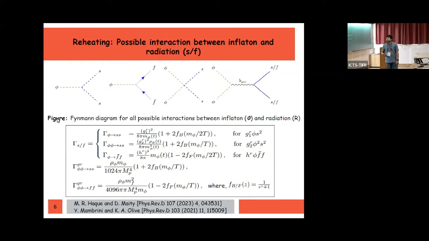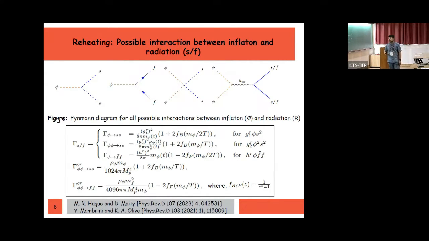This is the typical reheating scenario we consider. We consider the possible interaction between the inflaton and the radiation field. So we took three non-gravitational couplings, phi squared, and this is the fermionic one. And here this is the gravitational coupling. Gravitational interaction is always present: the exchange of graviton from inflaton scattering into standard model particles. And this is the corresponding decay channel for each process.